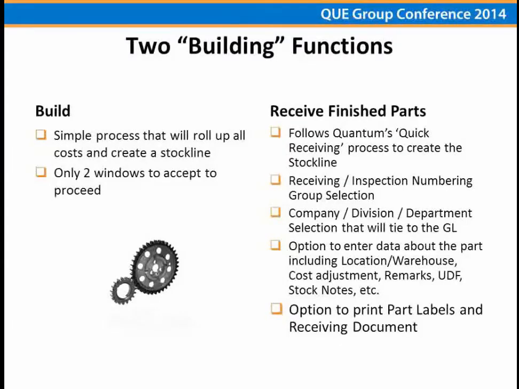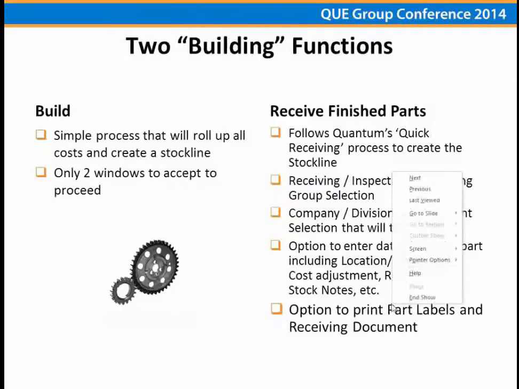And what receive finished parts will do is it will follow Quantum's quick receiving process when you create that stock line. Following that quick receiving process gives you guys a lot more functionality and a lot more options when you create that stock line in the system.